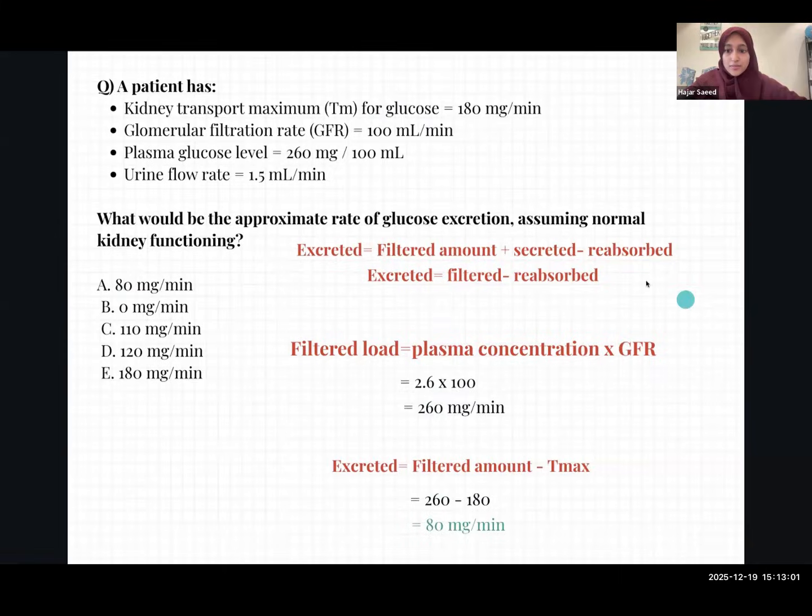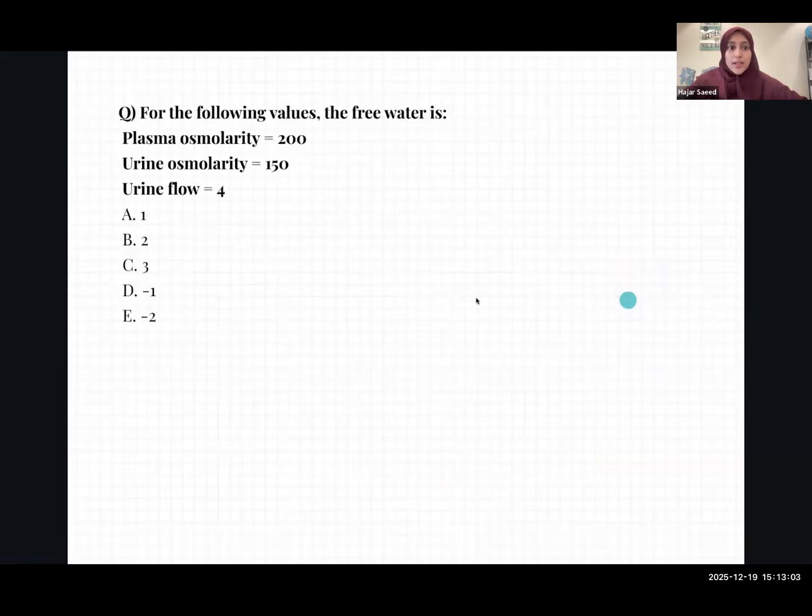Okay, perfect. All right. Now, for the following values, the free water is what? Calculator. You have plasma osmolarity, urine osmolarity, and urine flow.